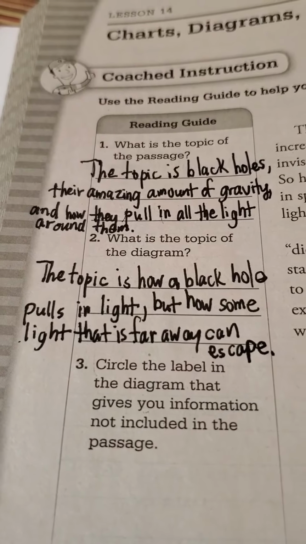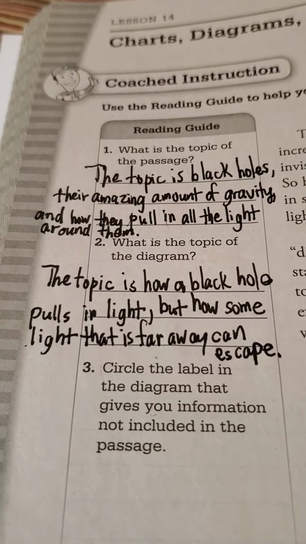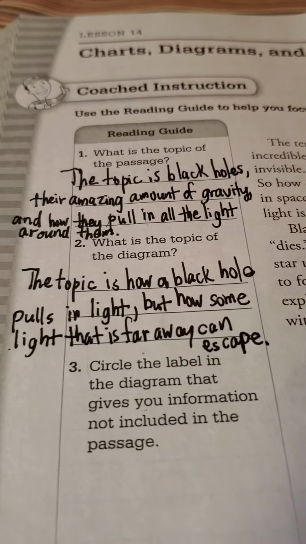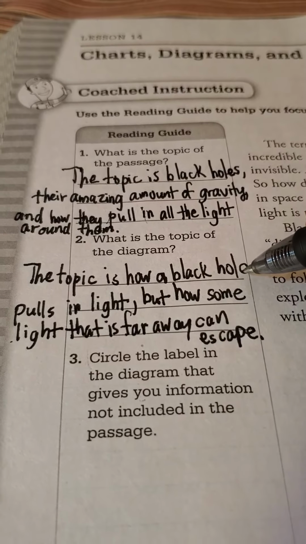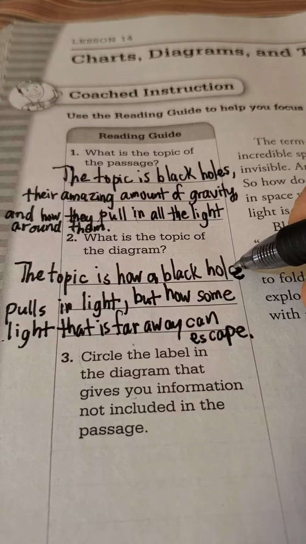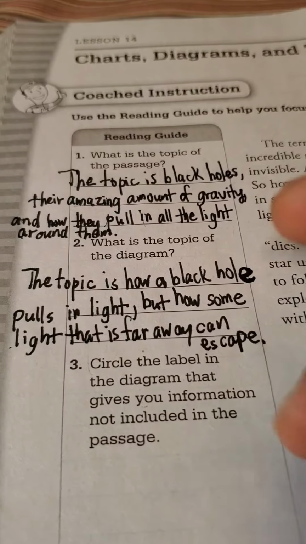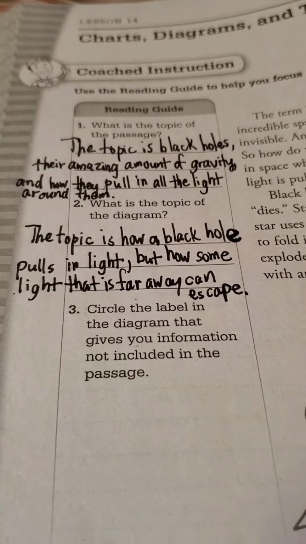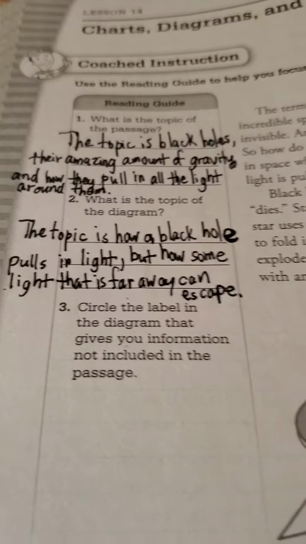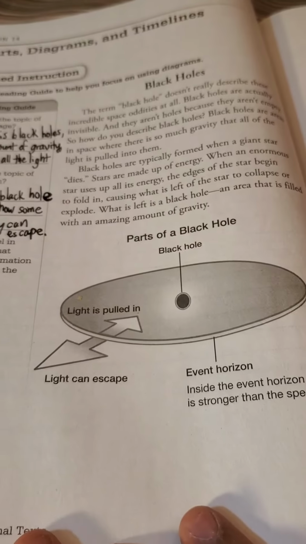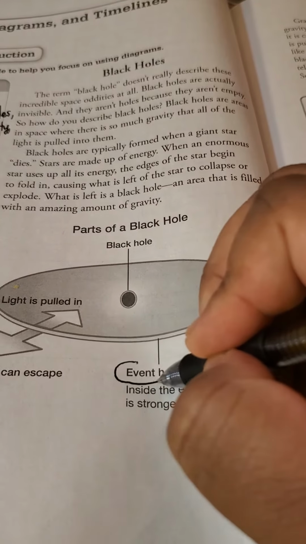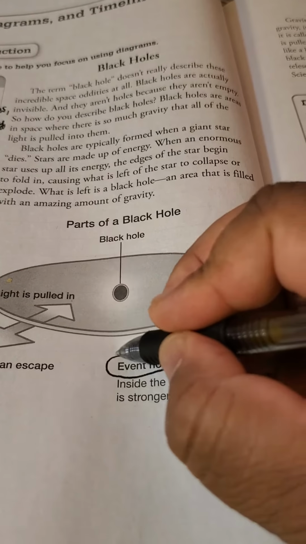So the topic is how a black hole pulls in light, but how some light that is far away can escape. Just fix this here. And last, circle the label in the diagram that gives you information not included in the passage. When I was reading the passage, it never mentioned anything about the event horizon. That was brand new information. So I'm going to circle that.